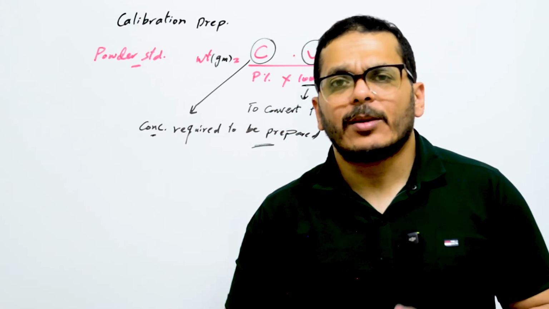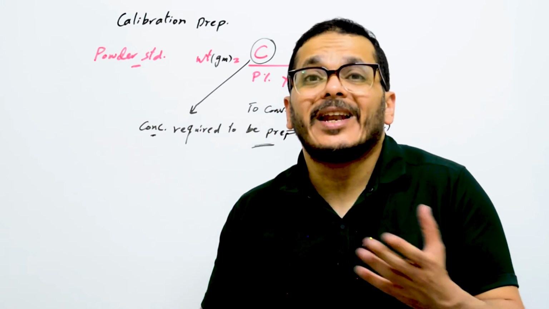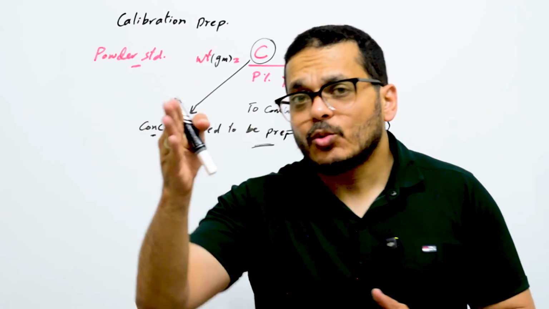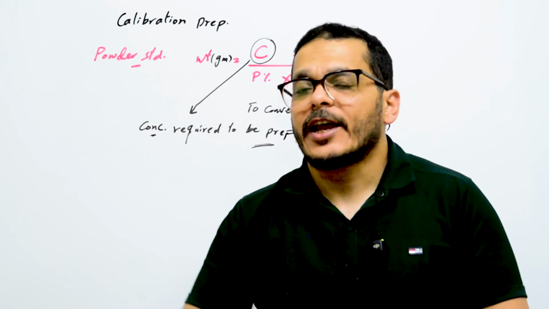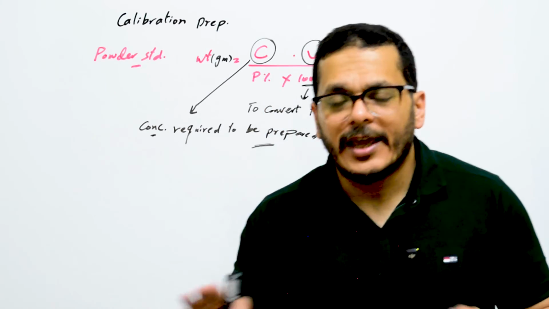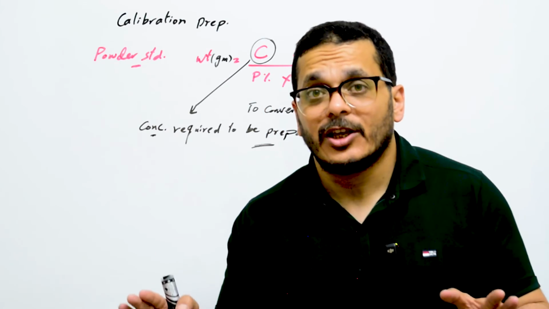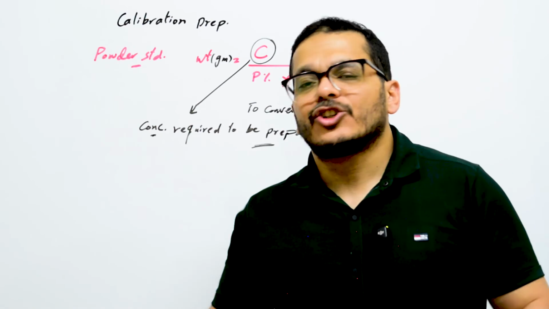If you prepare, as an example, 1000 milligram per liter, and you did not dissolve it, it will be, as an example, 900 milligram per liter or less. So calibration will be okay, the calibration curve will be accepted within the acceptable range, but the result of the samples will change completely.